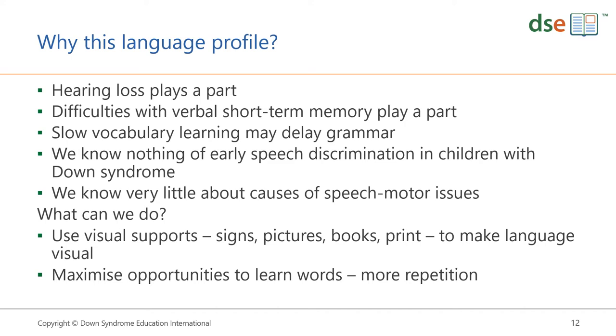I've just shown you in the previous graph that also the rate at which children are learning to say words matters, and that slow vocabulary learning may be delaying their ability to learn the grammar and use it. We know nothing of early speech discrimination in children with Down syndrome, but of course the ability to hear differences in words matters, because you're going to need to hear the difference between hat, mat, cat, men, pen, and so on. A lot of words that children are trying to listen to, learn, and link meaning to only vary by a single sound. Okay, but the meanings of those words may be quite different.